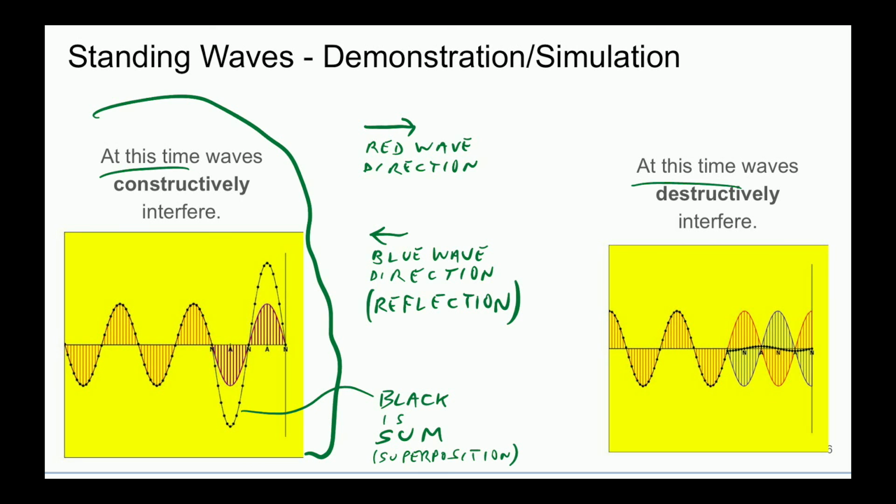And when they add together, the blue wave, which you can hardly see there behind the red one, adds to the red wave, and you get what's shown in black. You get a big amplitude.